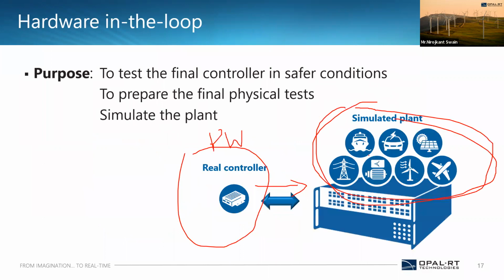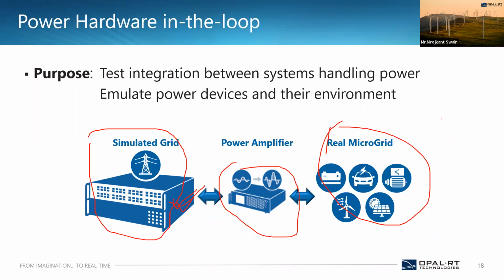And the fifth one is control hardware in loop. In this case, your controller is in Texas C2000. You design a controller using some microcontroller, and your plant is in a simulator. That's what we call control hardware in loop. These five things are most important. First is model in loop, the second is rapid control prototyping, the third is hardware in loop, the fourth is power hardware in loop, and the fifth is control hardware in loop.